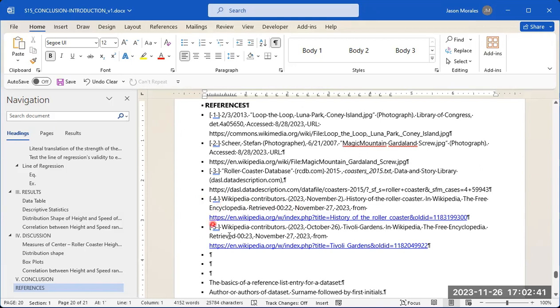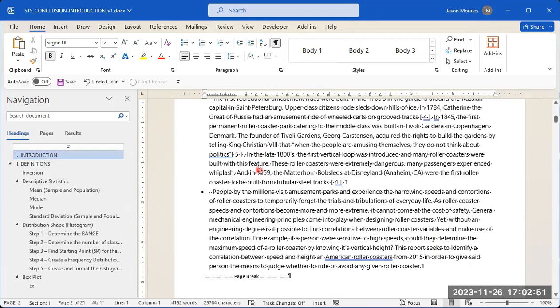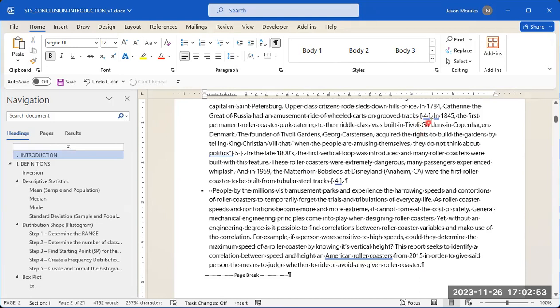And later, I got information from this reference, also in Wikipedia, and this is reference number 5. So if we come back up again to my introduction, in 1845, the first permanent roller coaster park catering to the middle class was built in Copenhagen, Denmark. And this information about Tivoli Gardens came from reference 5 that you just saw me talk about. In the late 1800s, the first vertical loop was introduced, and many roller coasters were built with this feature.